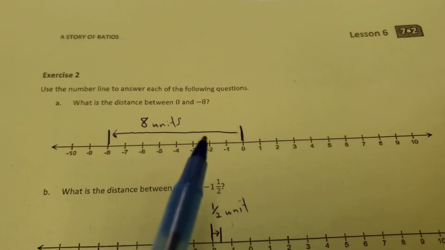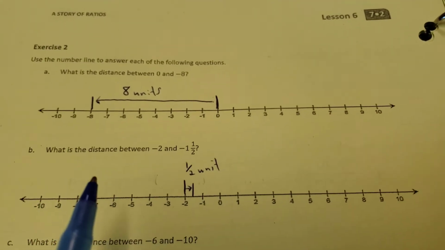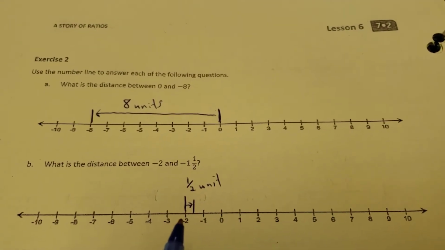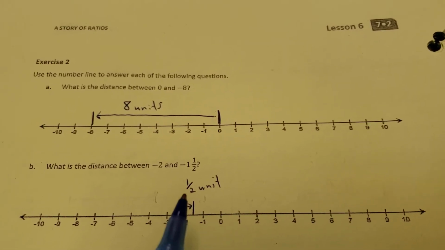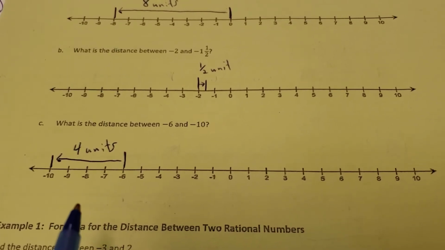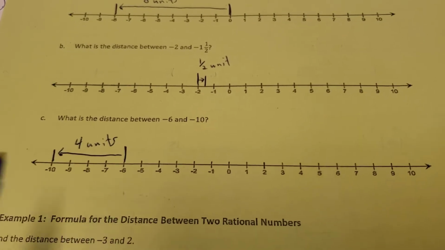What's the distance between 0 and 8? 8 units. The distance between a -2 and -1.5. Well, -1.5 is between a -1 and -2 right here. It's only half of a unit. What's the distance between a -6 and a -10? That would be 4 units. So it's pretty easy to show that on a number line.